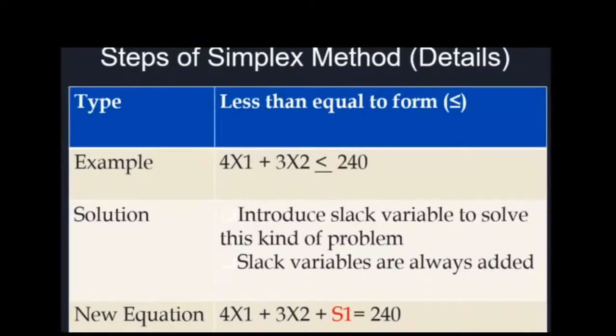The first equation may be in less than or equal form. For example, 4x1 plus 3x2 less than or equal to 240. Whenever we have a less than or equal to situation, we introduce a slack variable to solve this kind of problem. Note that slack variables are always added. So our new equation will become 4x1 plus 3x2 plus s1 is equal to 240. S1 is the slack variable.